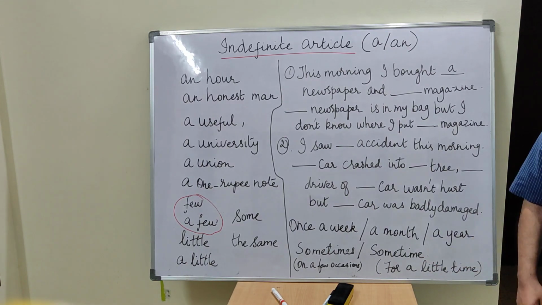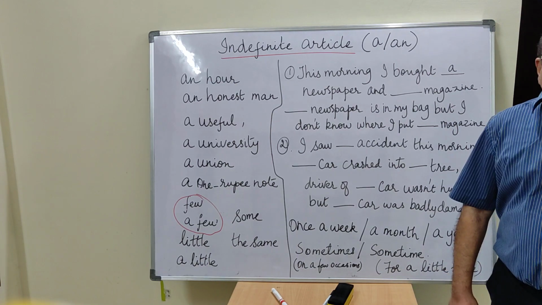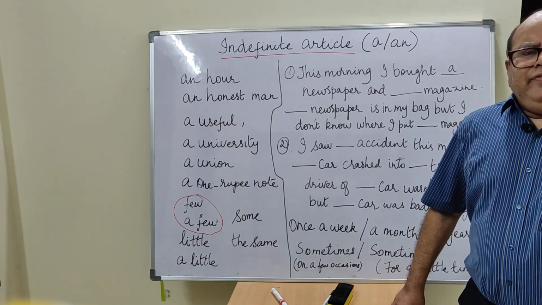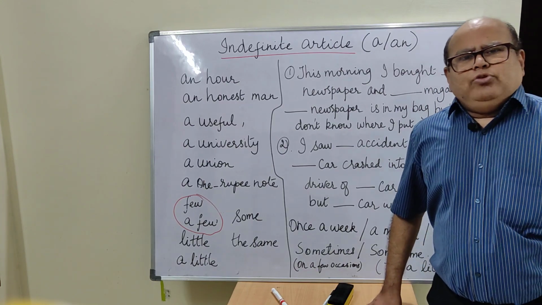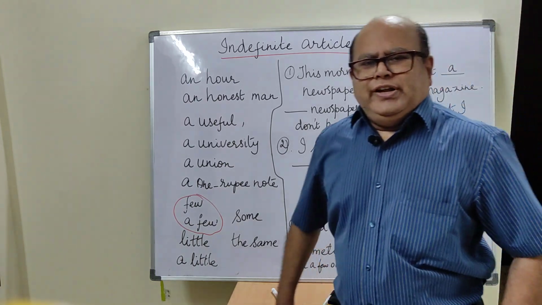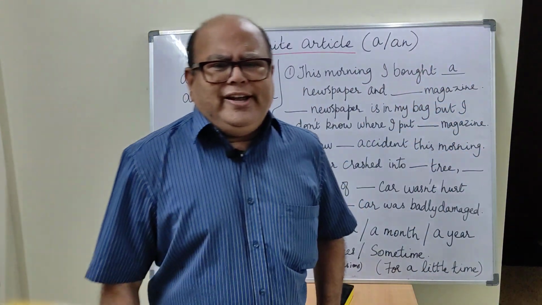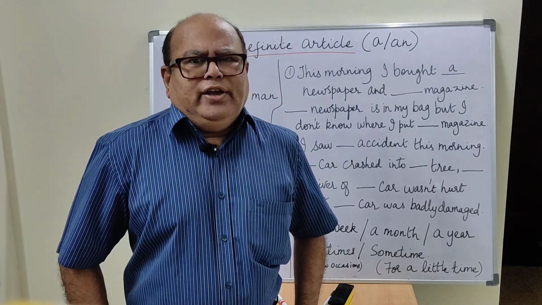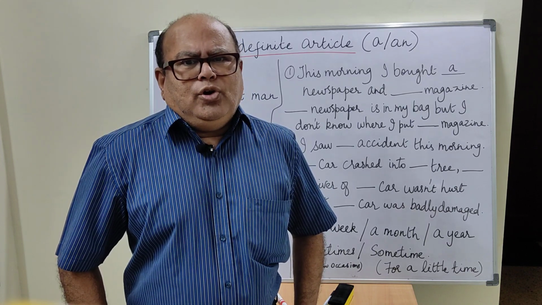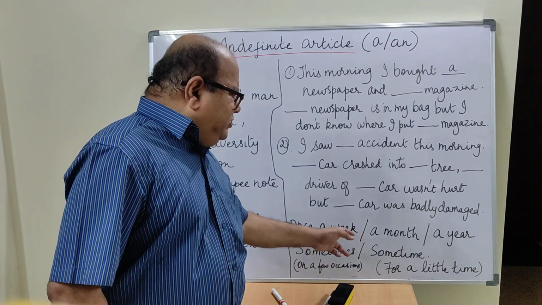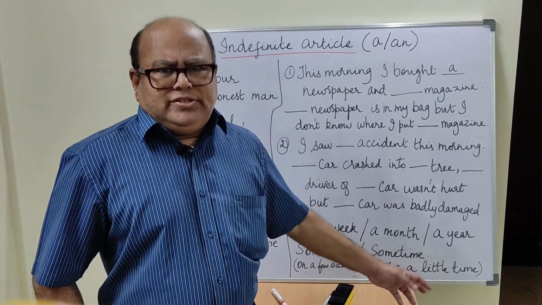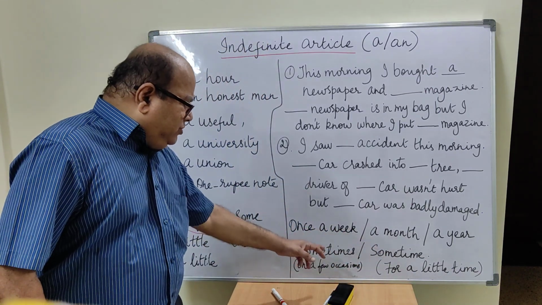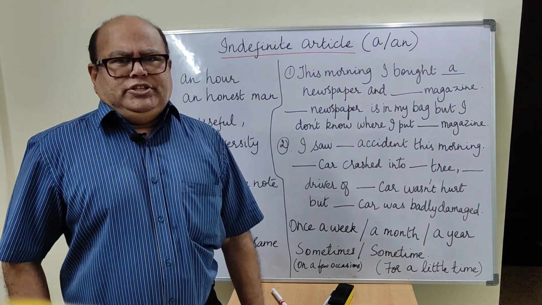Look at this one, sometime, for a little time. Yesterday I went to my friend's house and I was there for some time, for a very little time, talking to him. So understand the distinction between sometimes and sometime. Sometime means for a little time. Sometimes means on a few occasions.